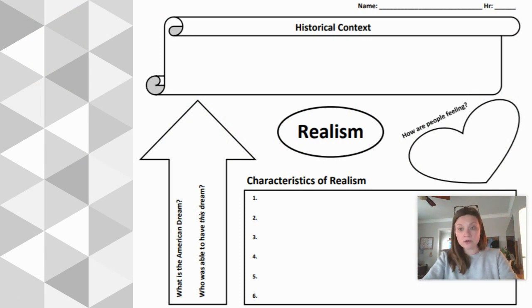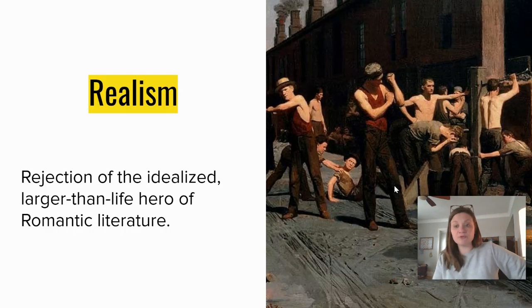So those notes that I just went over, that you can revisit in the slides and go at your own pace because I'm going very quickly, that is going to be the historical context and the emotion for both realism and naturalism. The next thing that I'm going to dive into are the characteristics of each of these literary periods. So first we have realism.